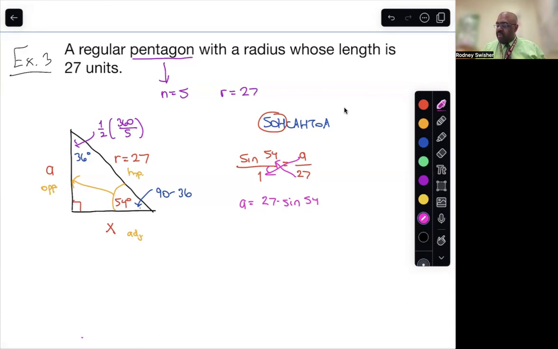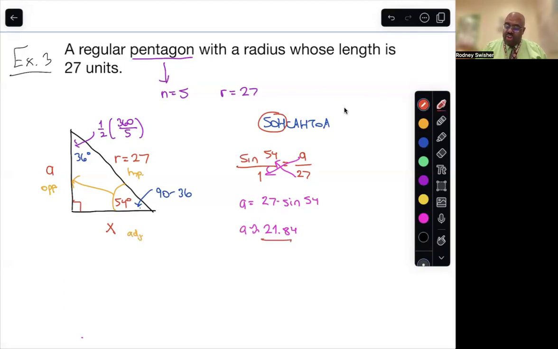And you're going to get approximately 21.843. So we're going to keep it at 21.84. So A is approximately 21.84. Okay, so we have found our apothem. So I'll go and underline that.